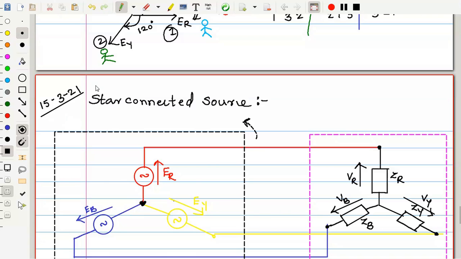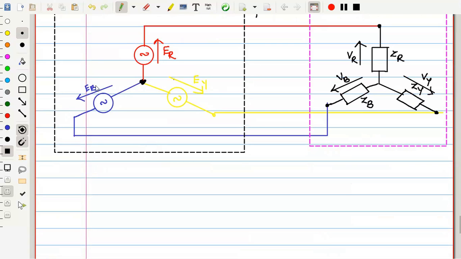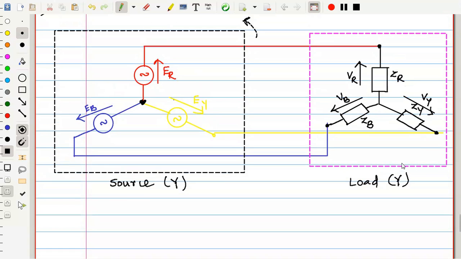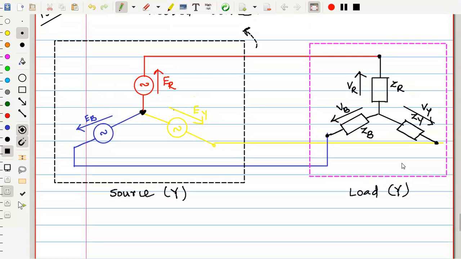We are considering a star connected source, that is obvious. So we said in the last session itself, this is a source which is connected in star fashion or Y fashion. This is the load, which is also star connected. I am considering, as of now, both are star connected: load is star connected, source is star connected.